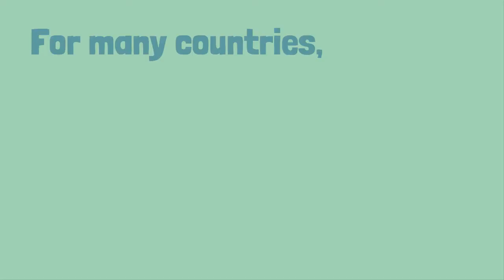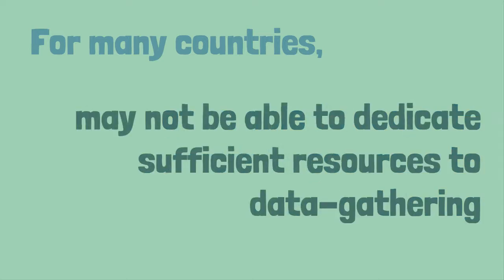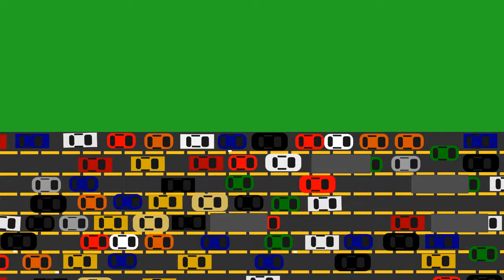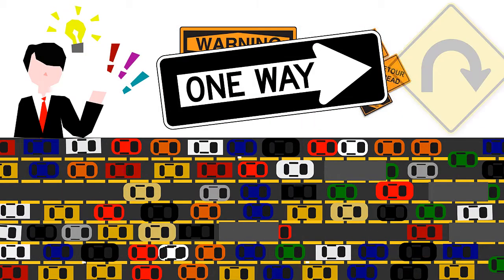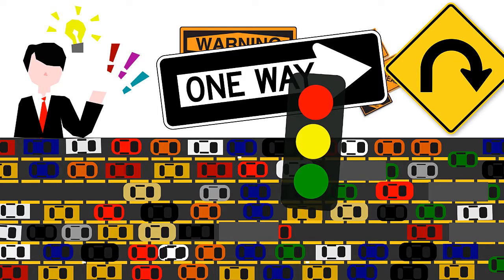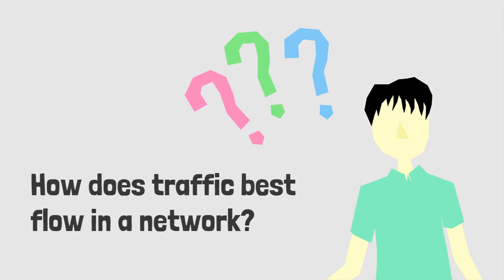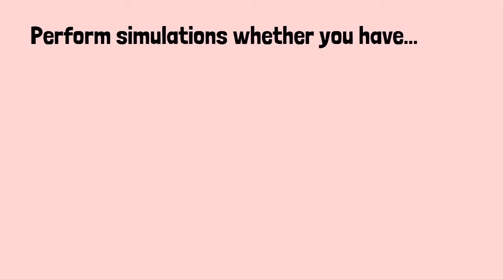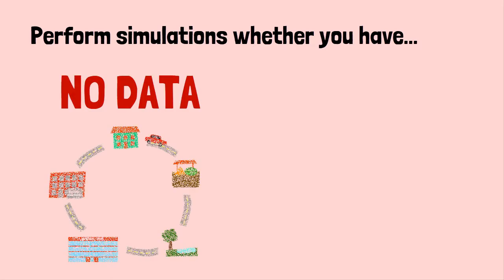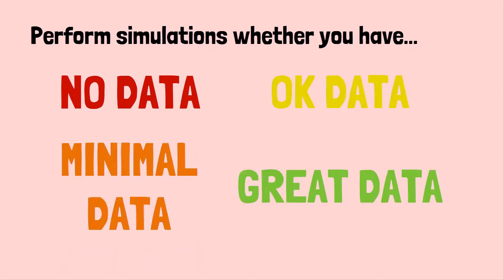Now, for many countries, the governments may not be able to gather data as effectively, or may not be able to dedicate sufficient resources towards data gathering goals, leaving them with congested roads and trial and error solutions that end up wasting taxpayer funds. In light of these problems, a new method to determine how traffic would best flow in a network was created. This method can provide simulations, whether you have no data at all, just a map of your road networks, or whether you have minimal data, or okay data, or great data.